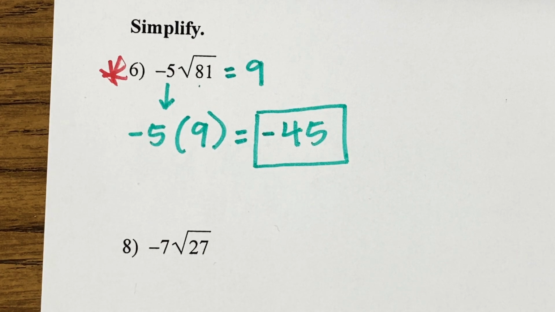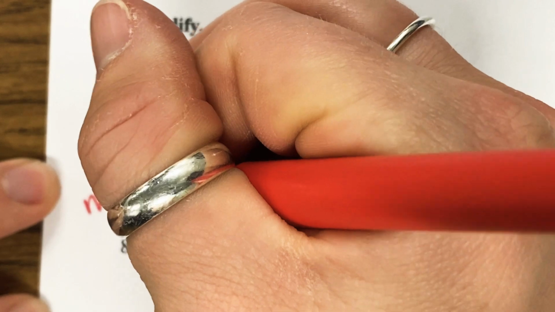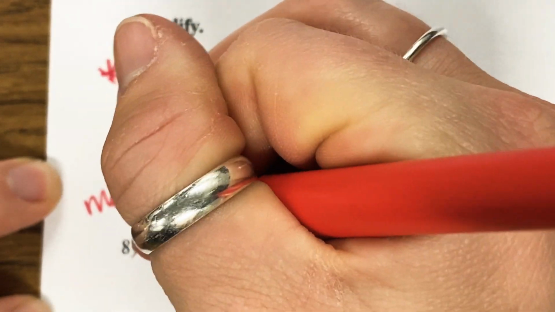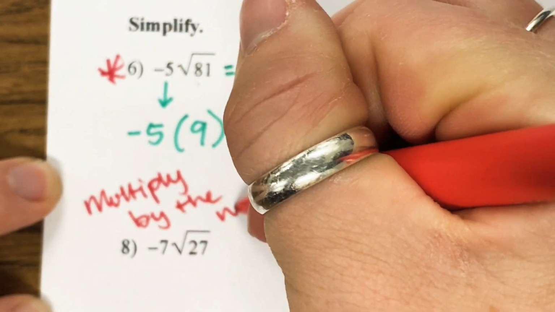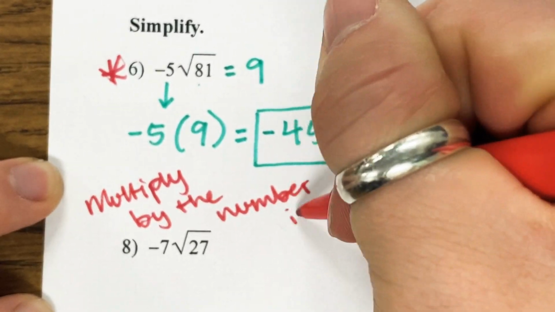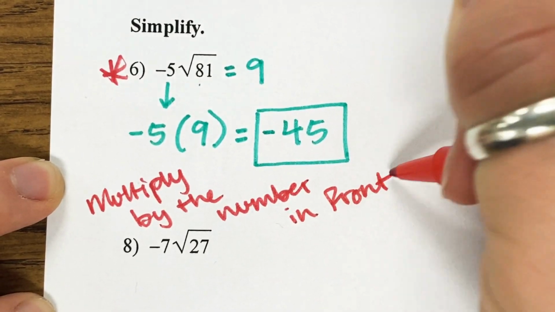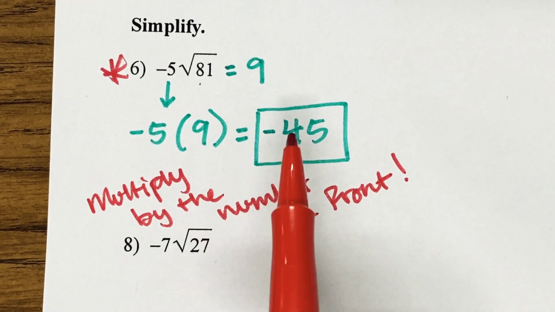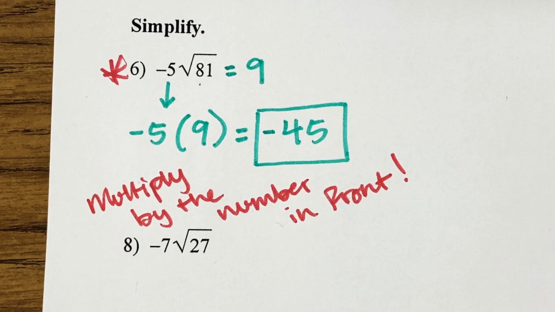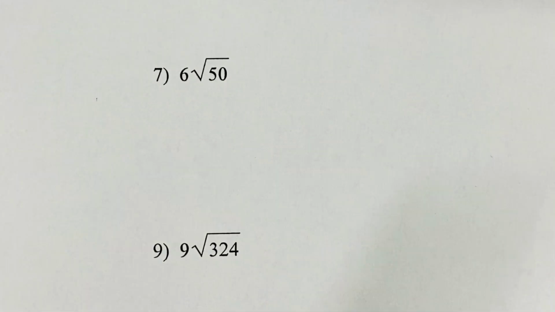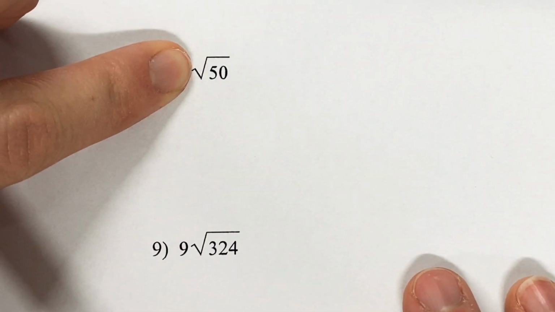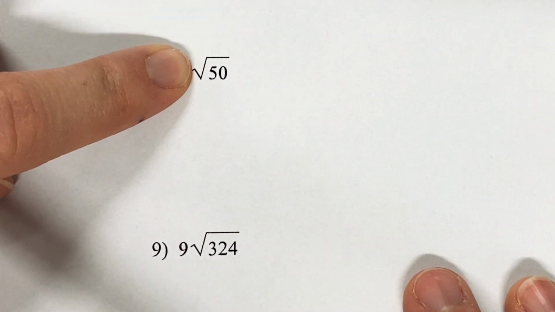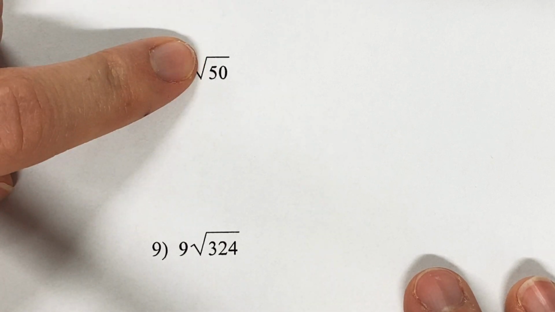So we'll make that note on our paper. We had to multiply by the number in front. So we're going to simplify our radical, which we did, and then multiply it by the number in front. Let's do that on number 7, because 7 we couldn't put a star by. So let's just look at the square root of 50. We're going to ignore this 6 for a second.